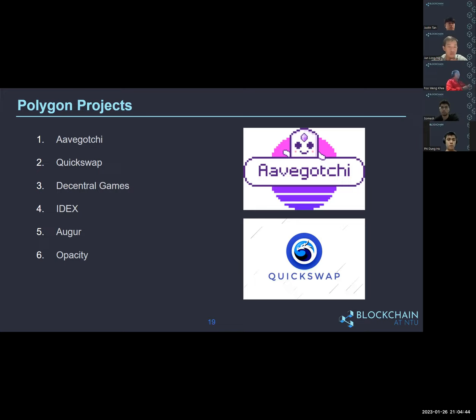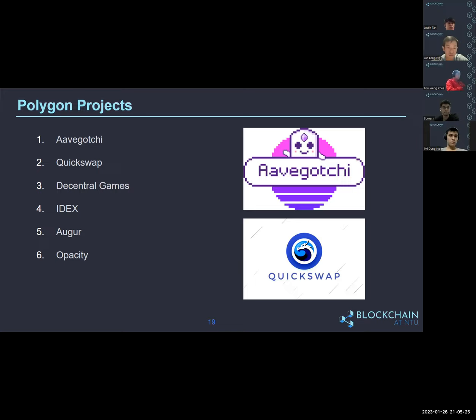Next is Decentral Games, a blockchain-based gaming platform that allows users to play and wager on a variety of games using cryptocurrency. They have blackjack, poker, and stuff like that. Decentraland has a partnership with Polygon. Polygon provides the sidechain for Decentral Games on Ethereum. These sidechains can be used by them to provide fast and very cheap transactions. Next is IDEX. IDEX is another DEX built on the Polygon network.